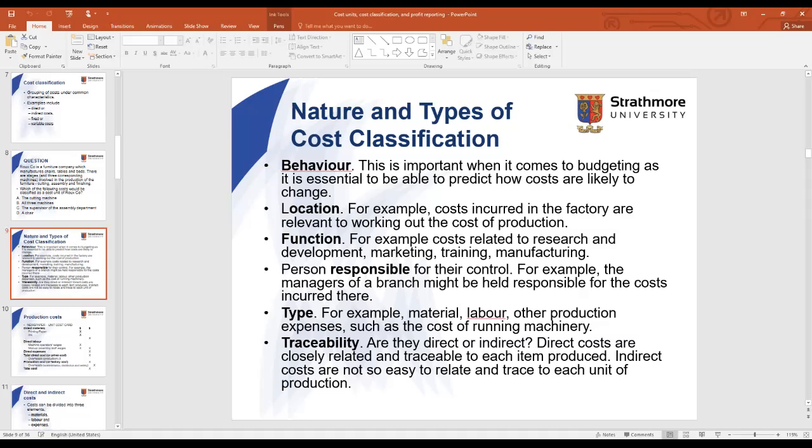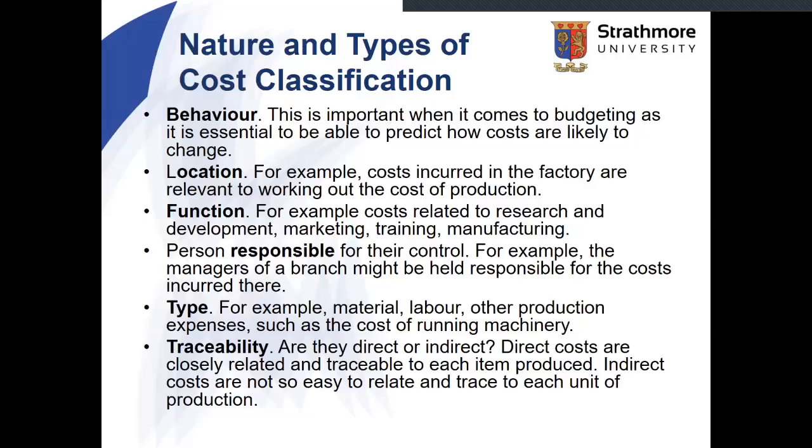Of course, there is also classification based on function. What would the function be? What was the purpose? The cost was incurred, but for what purpose? What was the purpose that cost was intended for? Was it to do research? Therefore, a research cost.